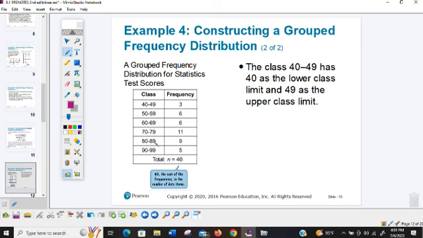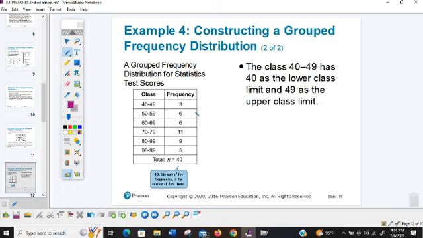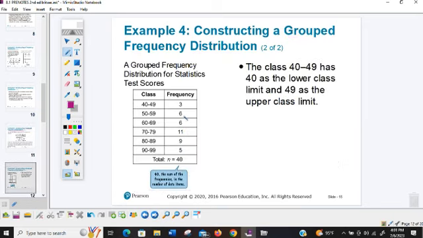and the width should always be the same, okay? When you get to statistics, that's one thing you'll learn. You need to keep it the same. So if we go back and see how many pieces of data were between 40 and 49, there are actually 3. If we go back and look at 50 to 59 and count all of those up, we find out there are 6. There are 6 between 60 and 69. There are 11 between 70 and 79. There are 9 between 80 and 89, and there are 5 between 90 and 99.